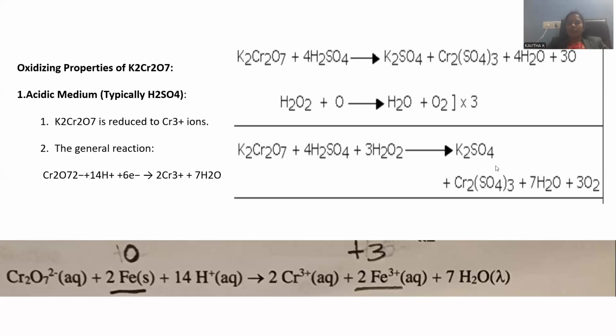There is a formation of K2SO4 and chromium sulfate. Let me count the chromium oxidation number here. Initially, oxygen has -2, multiplied by 7, so -14 is possible. But here we have a +2 from potassium. So -14 plus 2 gives -12, which is to be distributed among two chromiums. So 12 divided by 2, each chromium is accompanied by +6. This is the way the calculation of the oxidation number is possible for chromium.